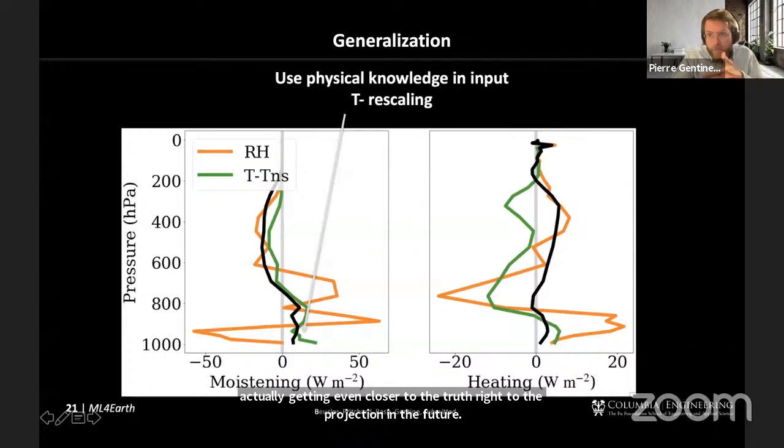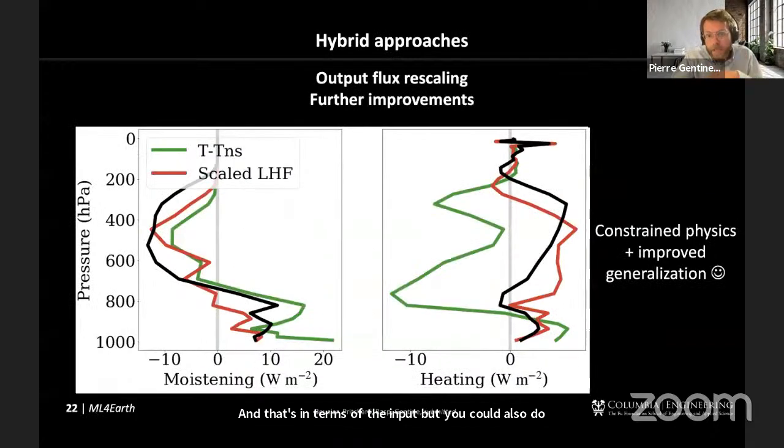And that's in terms of the input, but you could also do the same for the output, right? The output fluxes are also going to change, but we could rescale them based on, say, the surface fluxes that we are projecting as well. And that's going to get you even closer to the end result, right? So what it means is that by adding some physical constraints or physical intuition, you're getting closer and closer to something that's basically climate invariant, right? Something that will actually work, even though it's only trained on historical data.